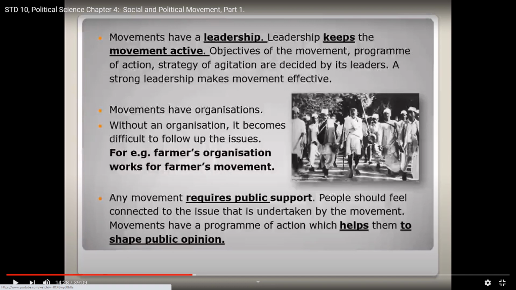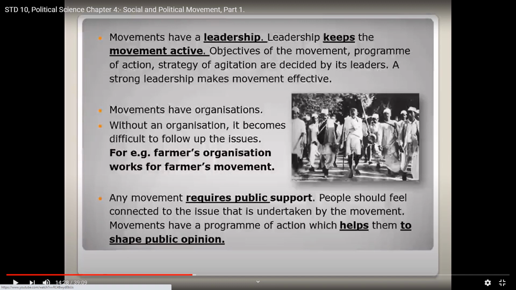Now, organization here also means that there is a particular order. For example, in our school, if you see the organization from top to bottom, at the top to run it is the leader, that is the headmaster. Then we have the assistant headmaster, then the supervisor, then the class teachers, then the class monitors, and then the class. So it is a very structured organization for the smooth running and good functioning of the school. Without an organization, it becomes difficult to follow up the issues.